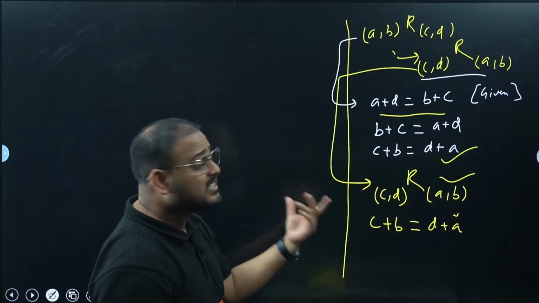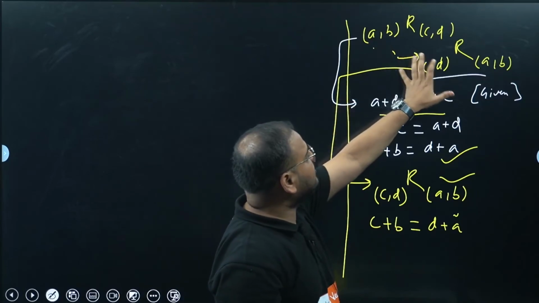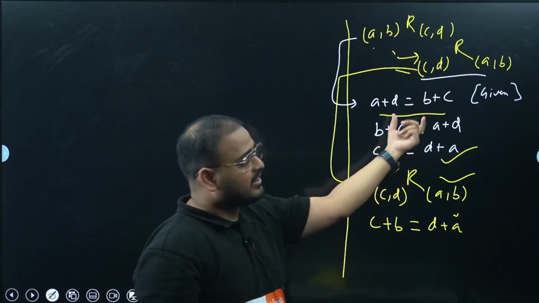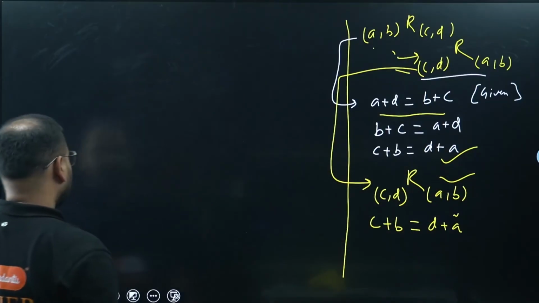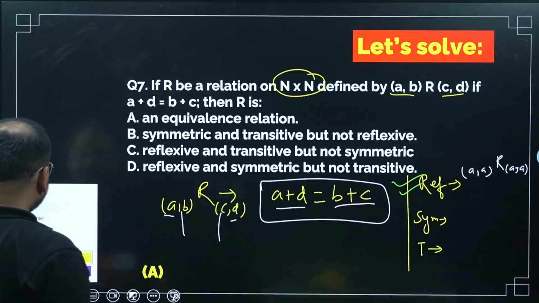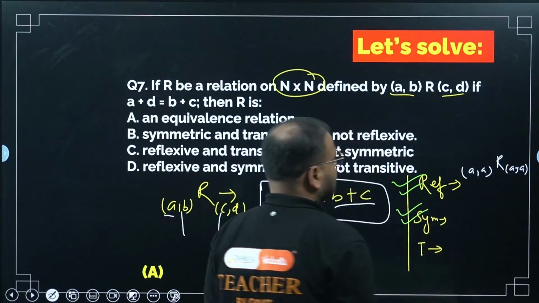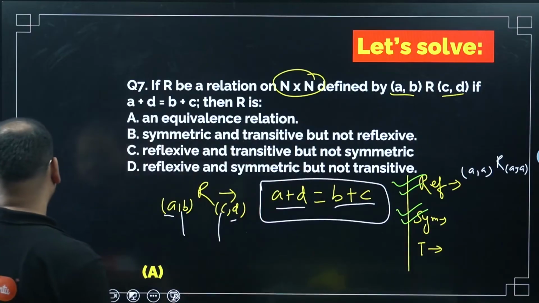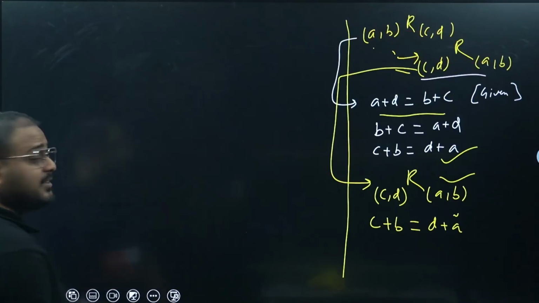Okay, it means it is symmetric. It is symmetric, right? This was given and I got this right from here. By taking this term, reversing it and rearranging it, I got it right. It means symmetric is also true. What about transitive, sir? Chaliye, let's see for the transitive.